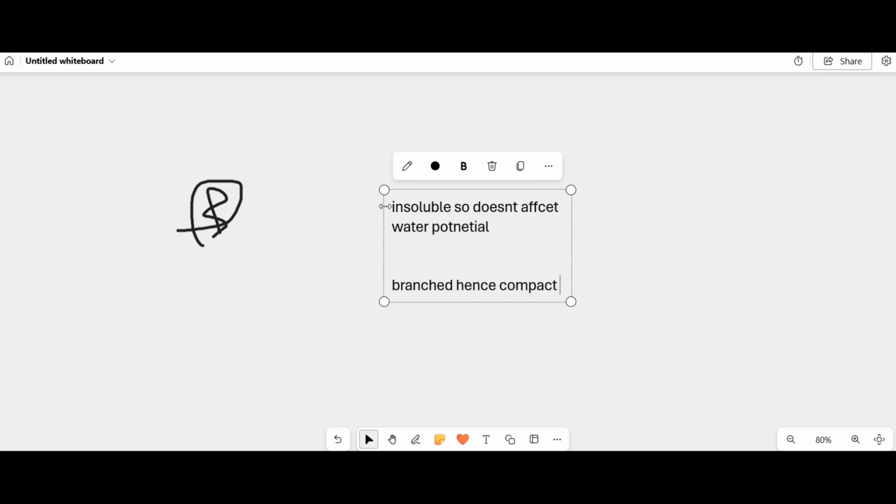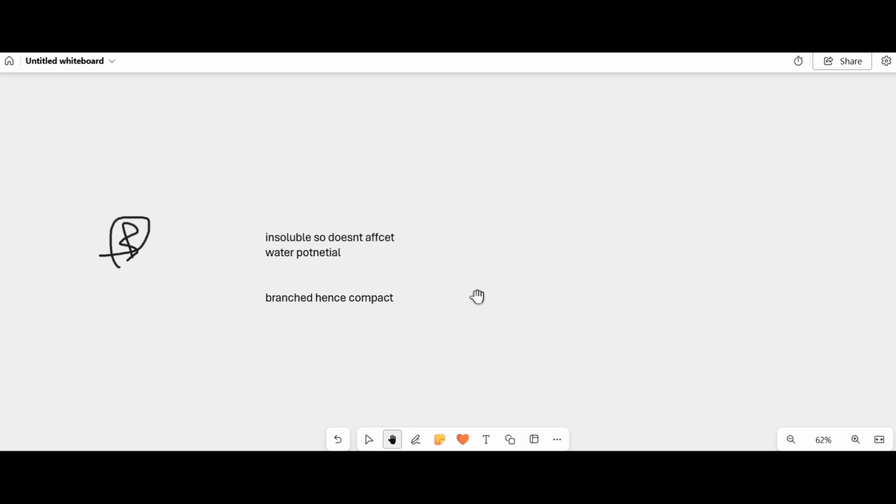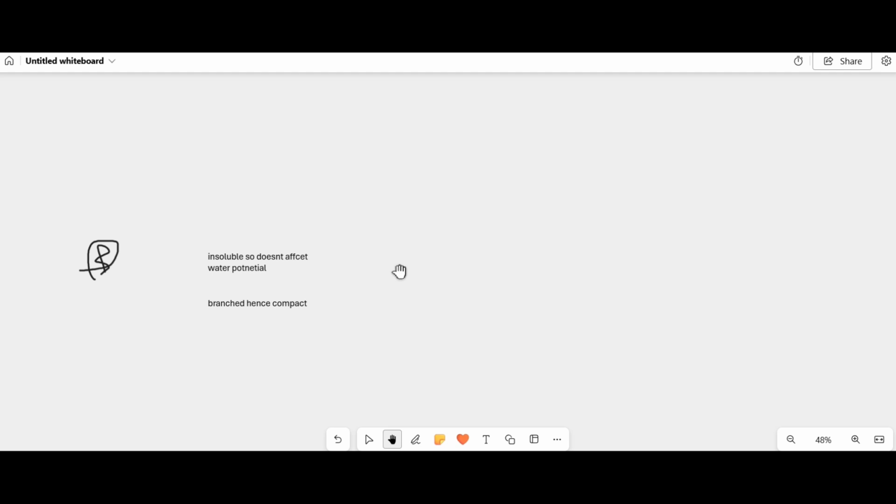So it can be easily stored here. And not just that, but you can also say that it's branched, so you have more surface for the enzyme to act on. Alright, cool. It's only two things that I need to do here.